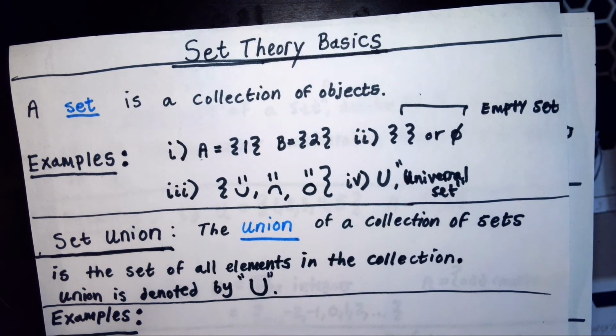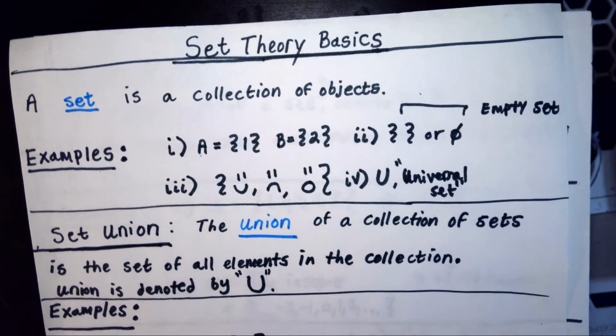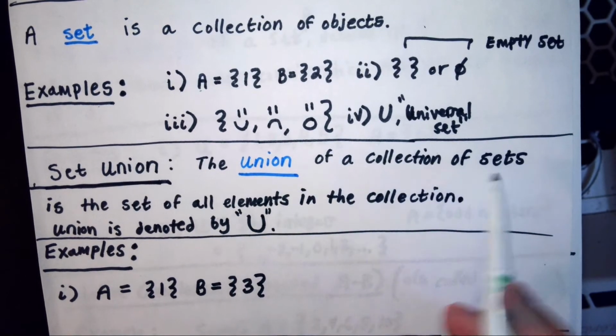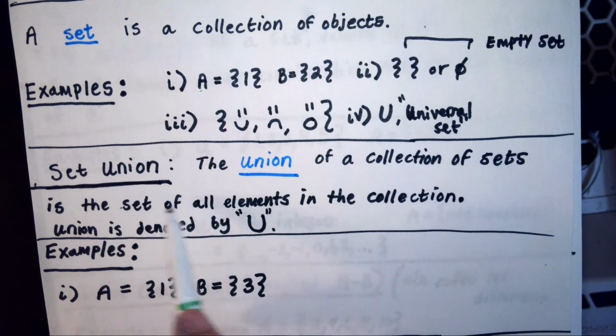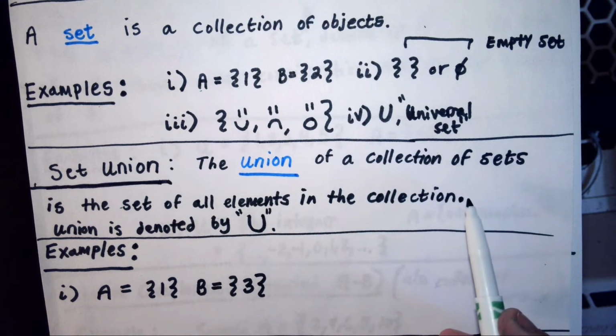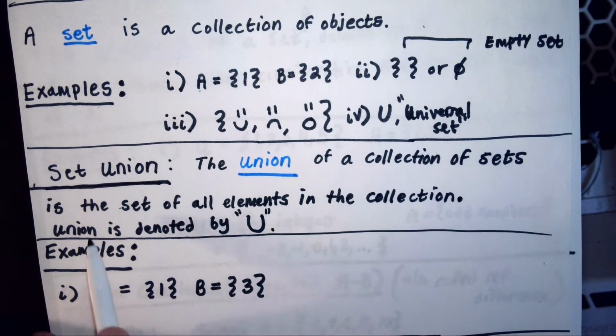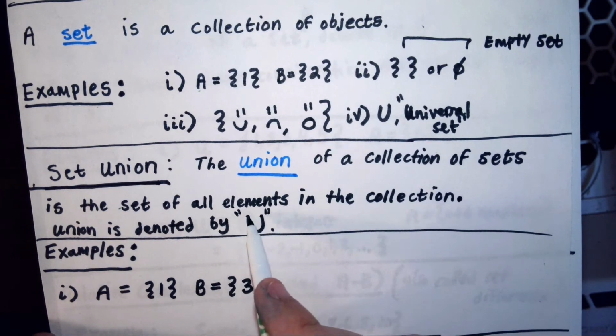So let's get into some set operations now that we've introduced what sets are and what could be in them. So for set union, the union of a collection of sets is the set of all elements in the collection. It sounds like a word jumble, right? But it's actually pretty simple once we go through an example. And by the way, the union of any number of sets is denoted by this U shape.